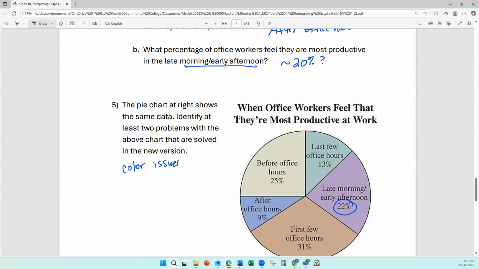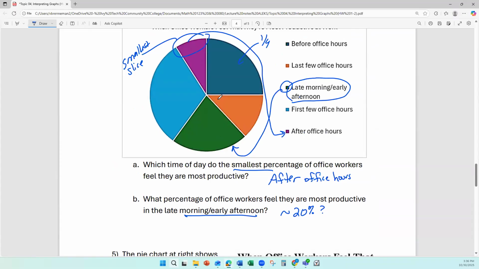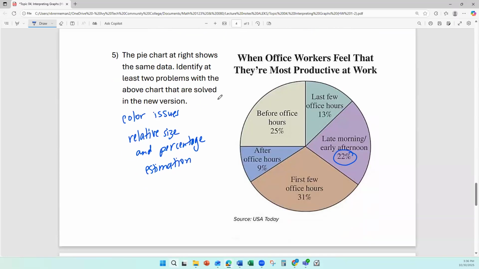The need to estimate relative size and percentages, estimation. So in the first graph, it just had to kind of estimate based on what you could see, versus here. With this one, if you wanted to be more precise, you could get out a protractor and measure the angle and divide it by 360 and do all that. But just having it there on the graph, it's already there.